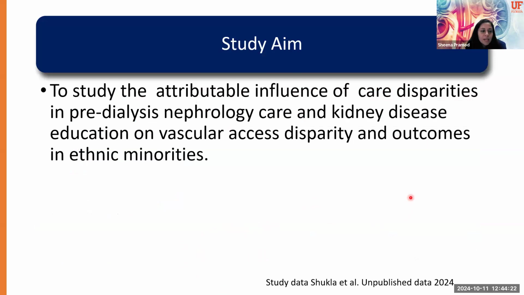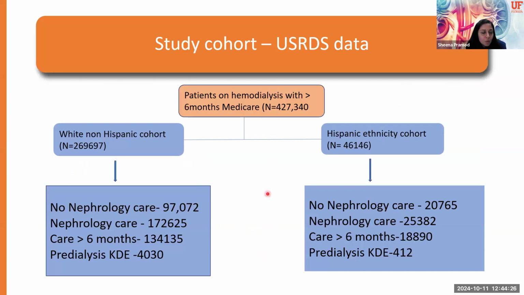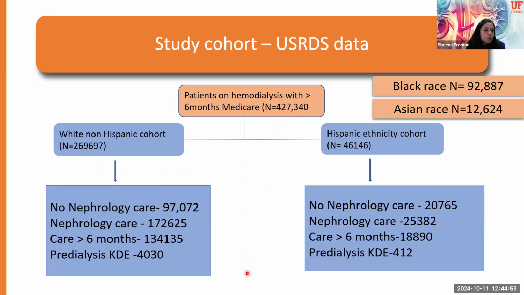For the interest of time and for the data that has been reviewed, I'm going to focus on the Hispanic cohort and not the African American or Asian cohort in this talk. And this is looking at data for hemodialysis patients who've had at least 6 months of Medicare. So that's about 427,000 patients, in which the white cohort is about 269,000, Hispanic about 46,000. And the areas that were looked at were no nephrology care, care more than 6 months, and pre-dialysis kidney disease education. I just want to highlight that the kidney disease education cohort was low in both groups and really low in the Hispanic group. And we used mediation analysis to dissect the attributable influence of the disparities in pre-dialysis care and KDE on the incident vascular access use.